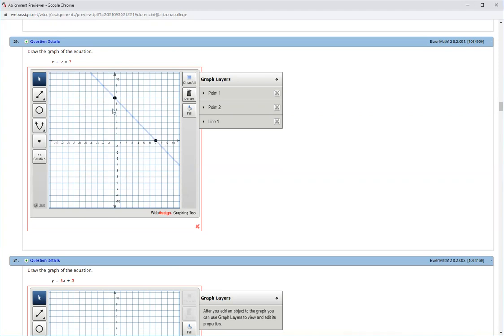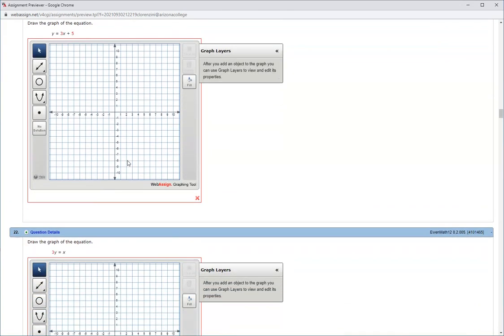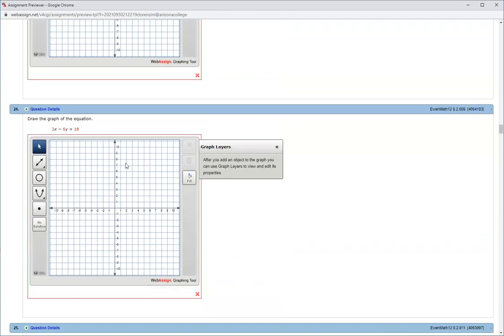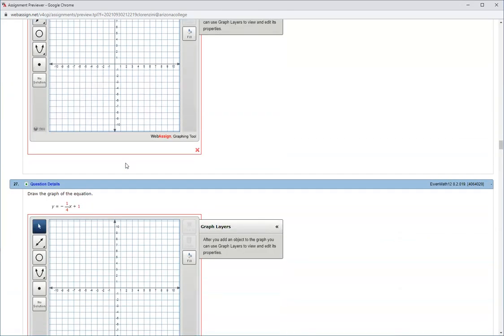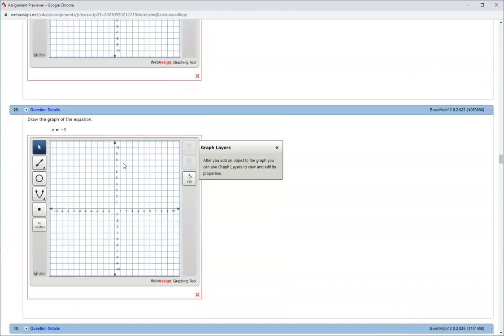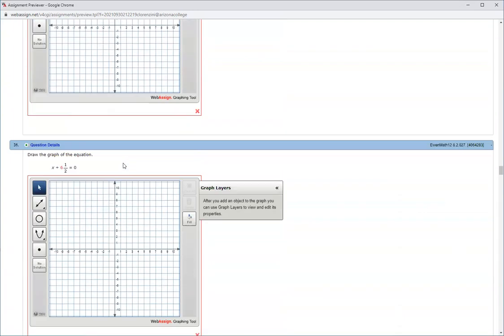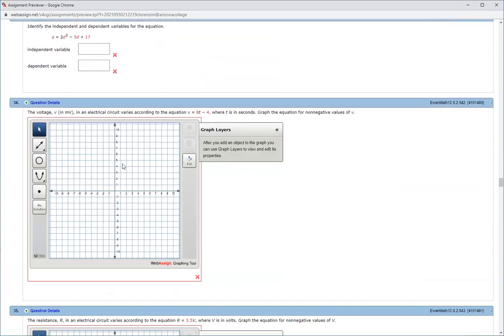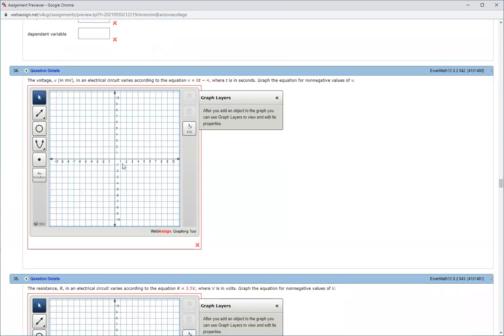If you have the points on there, it should not mark it wrong. If you're having troubles with that, make sure your points are right, and then you can always delete the points using that little X button right there. So that's how we graph a line using this type of thing. Let's see, I think there's another mild oddity that we might see. Let's see if I can find it.